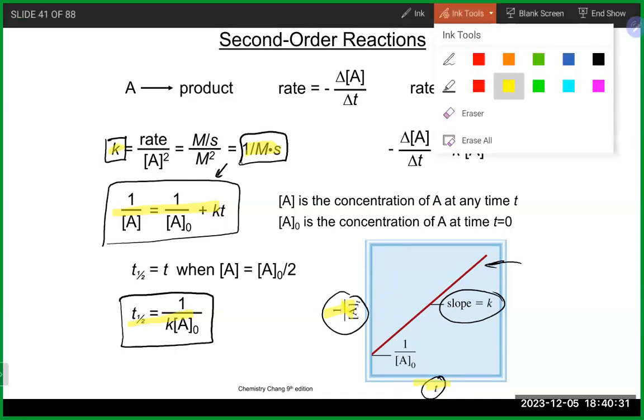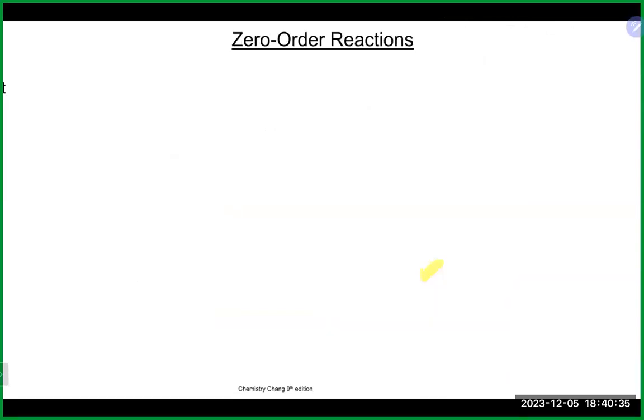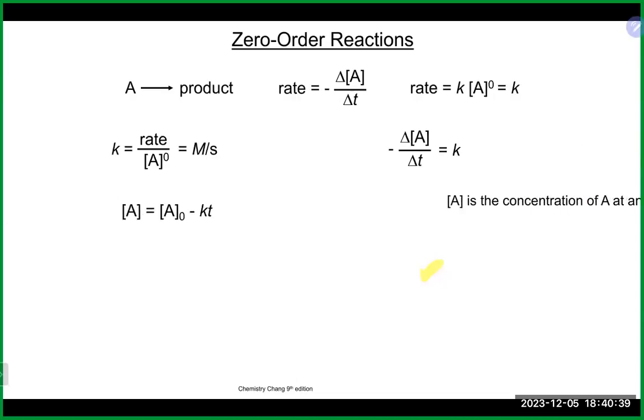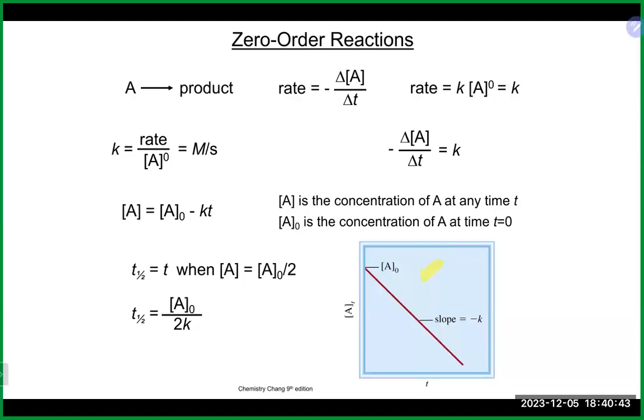The last common order of reaction is a zero order reaction. And in a zero order reaction, we could get it by having one reactant that is to the power of zero, actually.